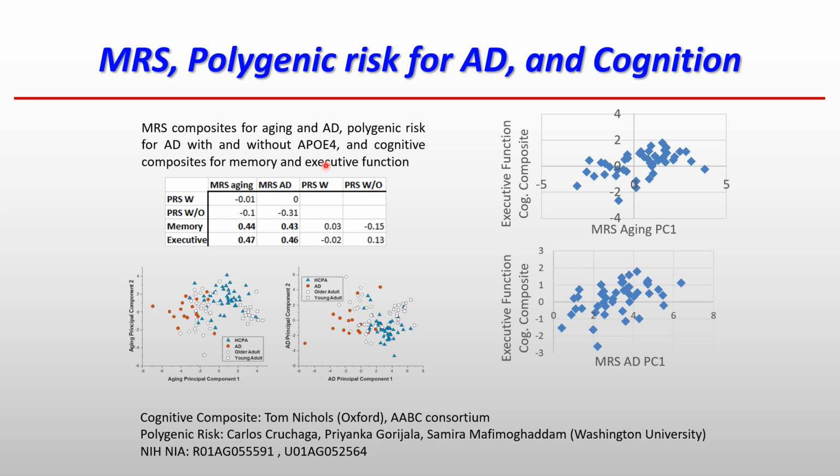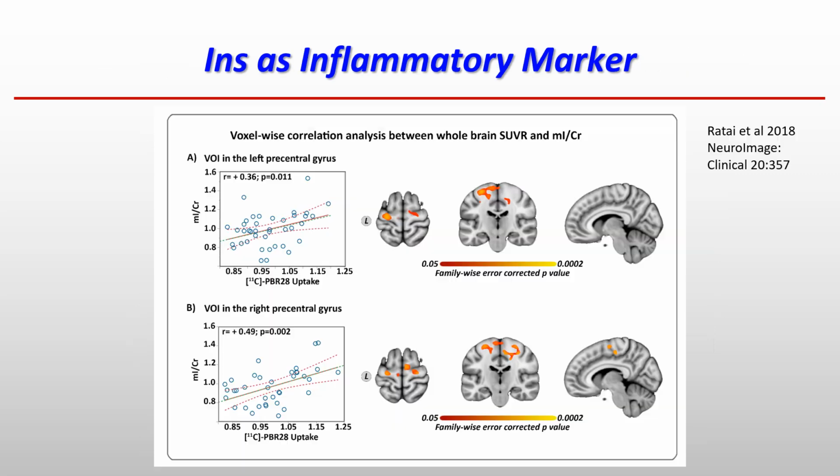The goal of this analysis was to learn which, if any, of neurochemistry, cognitive performance, or genetics correlated with one another. The table shows that the strongest correlation of approximately 0.5 were between neurochemistry and cognitive function. These correlations are plotted in the 2 charts on the right and show that the more negative principal components for aging and AD are also associated with poorest executive function.